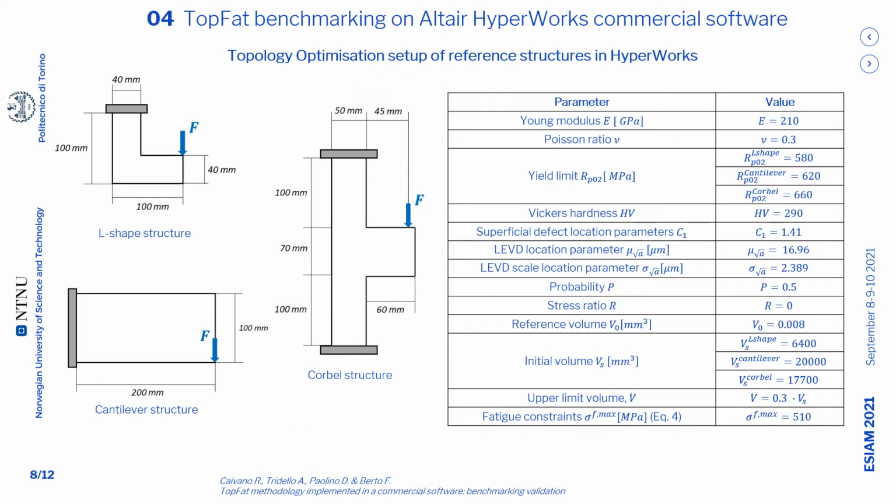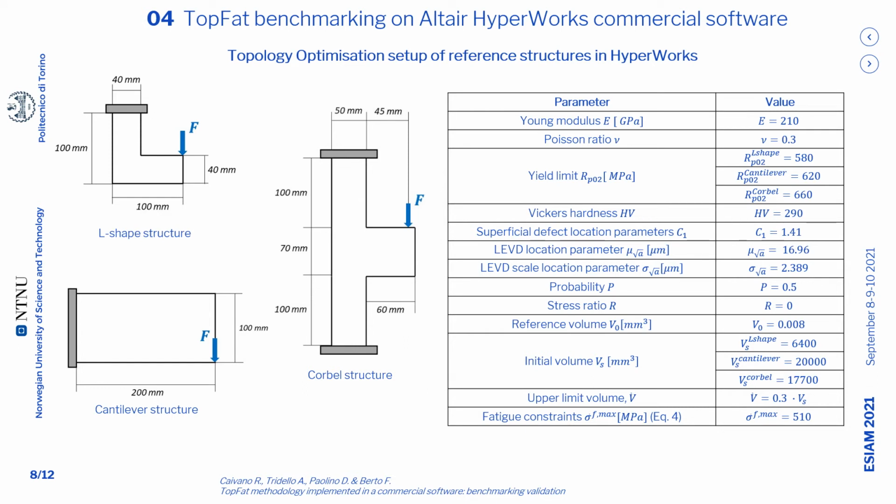Let's consider the geometries used in the original paper. They are the L-shape, the cantilever, and the corvette structure, respectively. They are supposed to be manufactured using a common steel alloy by AM process. The volume fraction for the final topology is set to 30%, and the yield stress is 580, 620, and 660 megapascal, respectively. The applied load and the number of elements will be detailed later for each case.